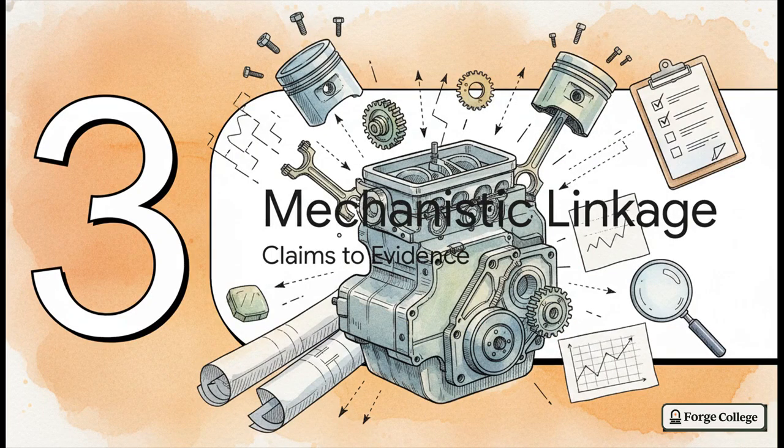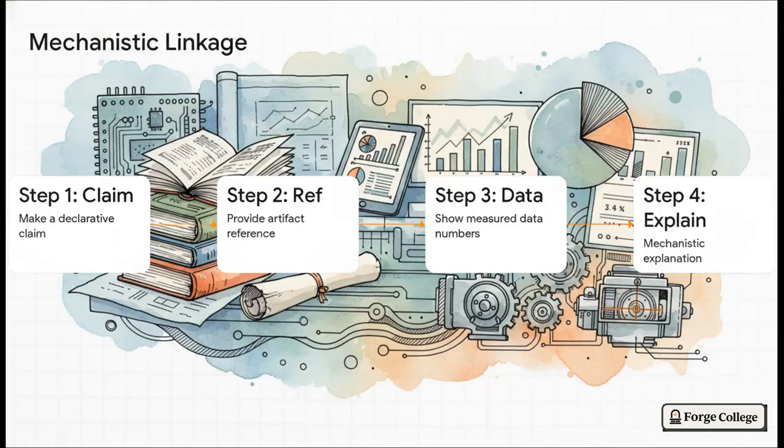Which brings us to part 3, the mechanics, connecting claims to evidence. Once those parts are installed, how do we prove this thing actually works? We use a little assembly sequence we call mechanistic linkage. It's a 4-step process for every single assertion you make. Step 1, you make a declarative claim. Step 2, you immediately back it up with the supporting artifact reference. Step 3, drop in the hard numbers and measured data. And step 4, give us the technical mechanistic explanation of why those numbers actually happened. You're stepping directly from theory to undeniable, reproducible proof.